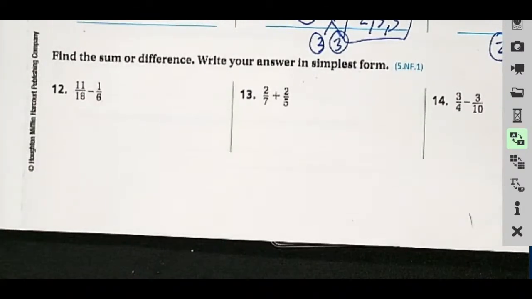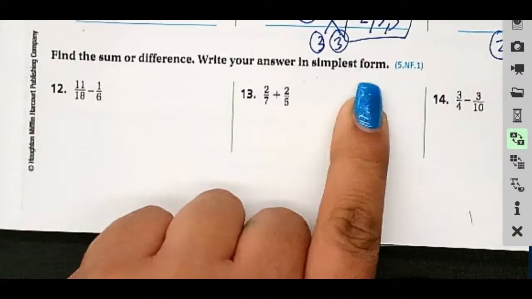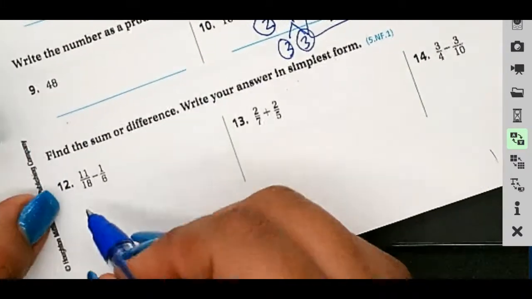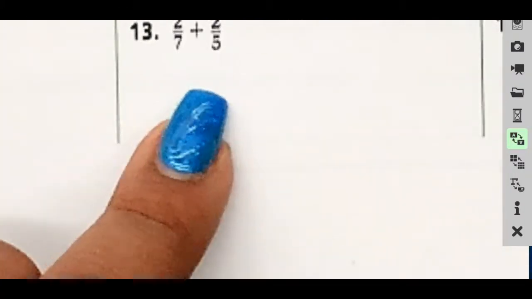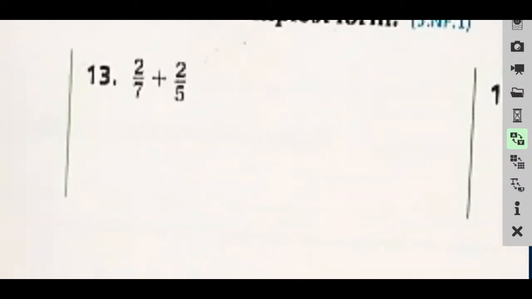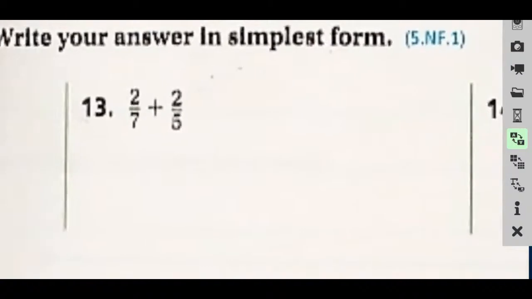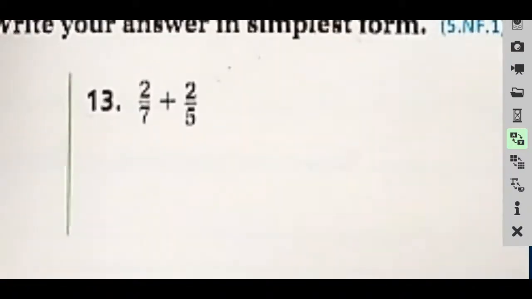Okay, last section. Find the sum or difference. Write your answer in simplest form. So we're going to go ahead and solve these. I'll do 13 and 14 because one is addition, one is subtraction. I know some of you feel like you can't do the subtraction, but it's really the same thing. Okay, so we have 2 over 7 plus 2/5.